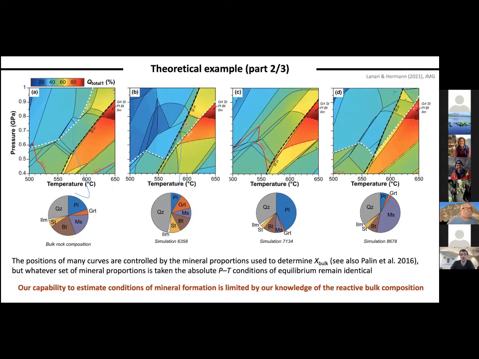So it also means that our capability to estimate, for example, what would happen during prograde metamorphism in this rock is strongly limited by our knowledge of the reactive bulk composition. And if the reactive bulk composition changes, the position of our reactions, of the curves, also changes.